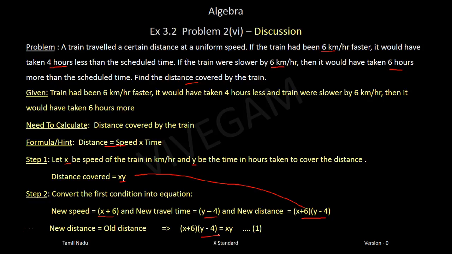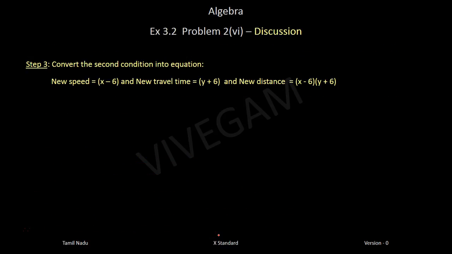Right? Like this we have to do the second condition also. So what is the second condition? The speed is decreased by 6 kilometers per hour and the time is increased by 6 hours. So original speed was x. The new speed will be x minus 6, since speed is decreased by 6. Original time was y. And new time will be 6 hours more, so it will become y plus 6.